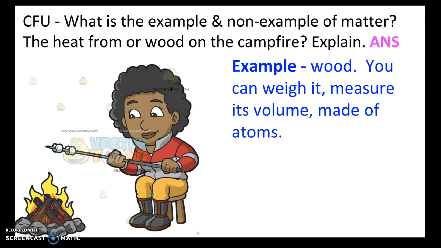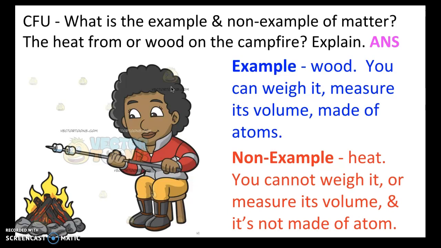All right, so wood is an example of matter. You can weigh wood, you can measure its volume, and wood is made of atoms. It's usually made of carbon and hydrogen atoms, and then there's usually some other types too. The non-example would be the heat. Heat is just energy. You cannot weigh heat, you cannot measure the volume of heat, and it's not made of atoms. It's just energy.